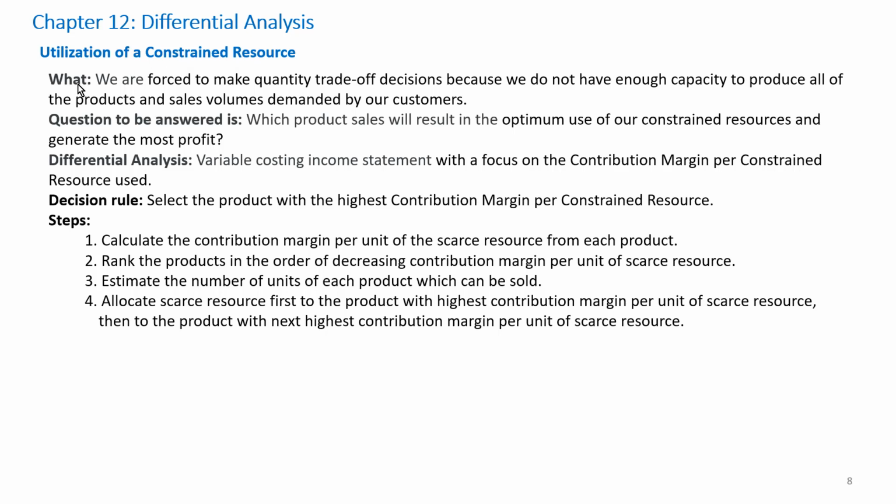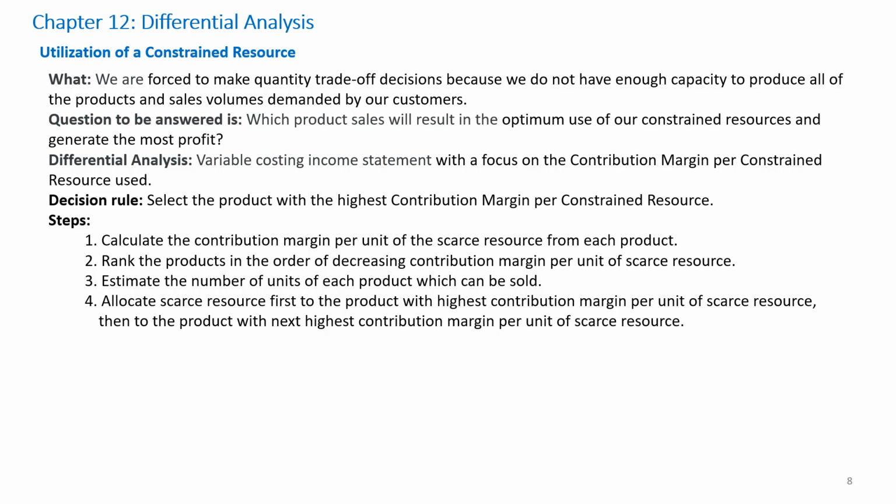The fourth type of decision deals with the utilization of constrained resources. Here, companies are forced to make volume trade-off decisions when they do not have enough capacity to produce all of the products and sales volumes demanded by their customers. Because something is hindering our ability to meet our customer demand, we are said to have a constraint or a bottleneck. In this case, we have a number of products, but we have limited resources. Demand for our product exceeds our ability to supply all needs due to resource constraints. In these situations, companies must trade off or sacrifice production of some products in favor of others in an effort to maximize profits.